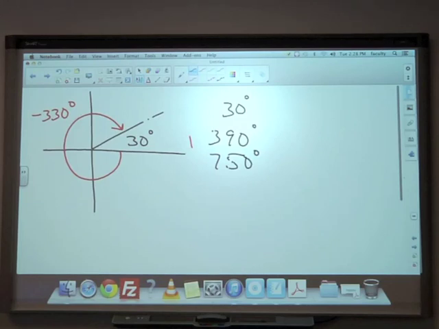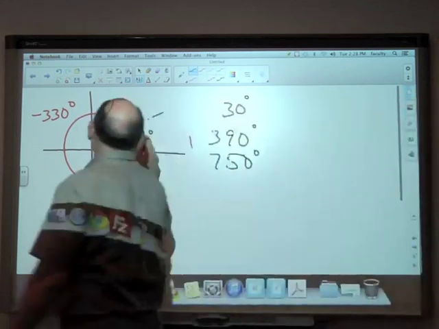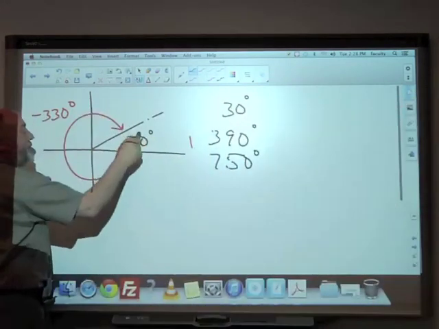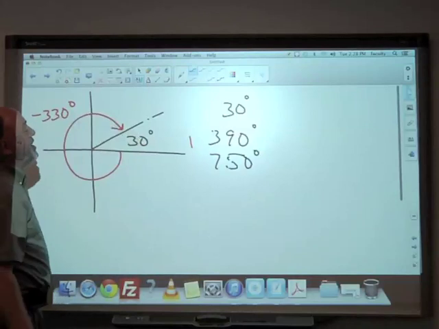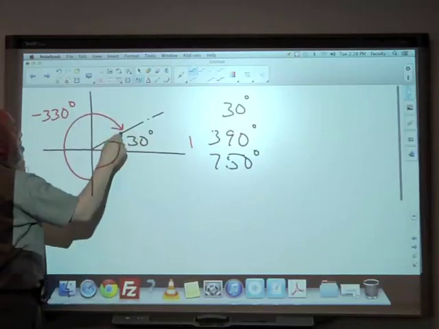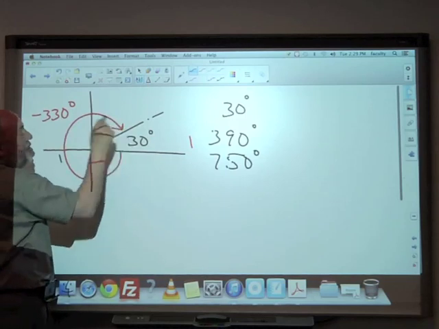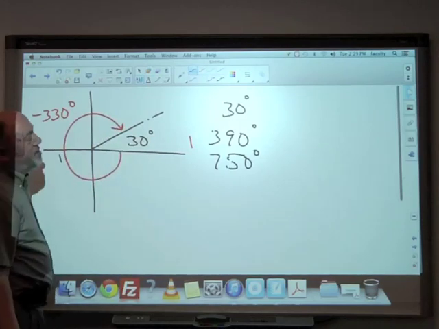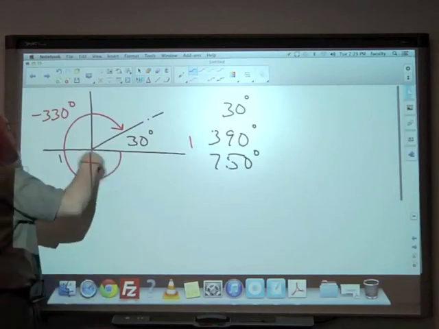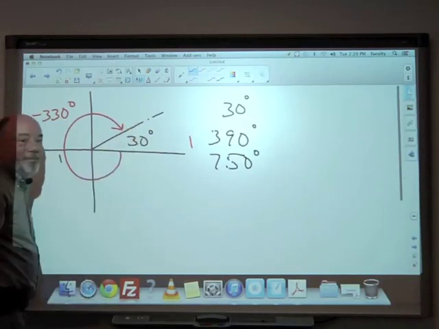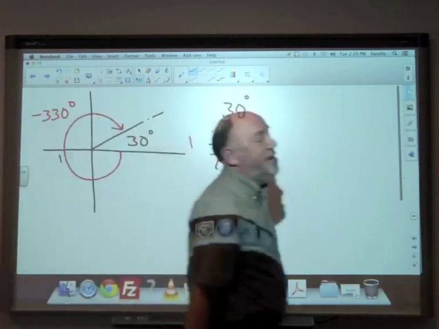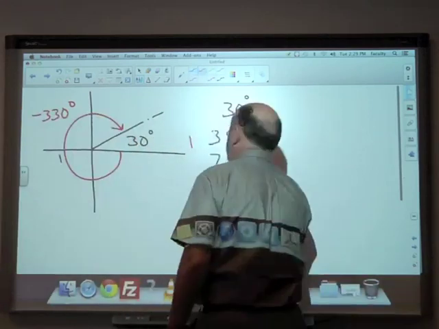So here's 30 degrees, from here to here is 30. Well, what would 390 be? We start here, go all the way around. That's 360. Go another 30 more, I'm there. 750 is around once, around twice, back to there. I could also do the same thing in the negative direction.